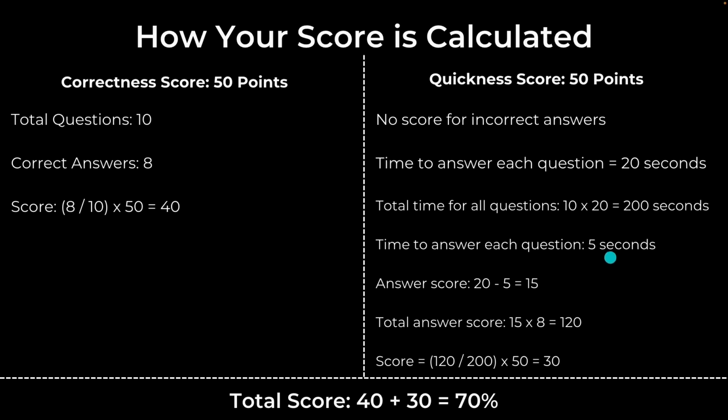For this example, we'll say the person spent 5 seconds on each question. Their score for each question they get correctly is calculated as 20, which is the time allocated for that question, minus 5, the time they spent to answer the question. So they answered at the 5-second mark, and their score for that question will be 20 minus 5, which gives them 15 points.